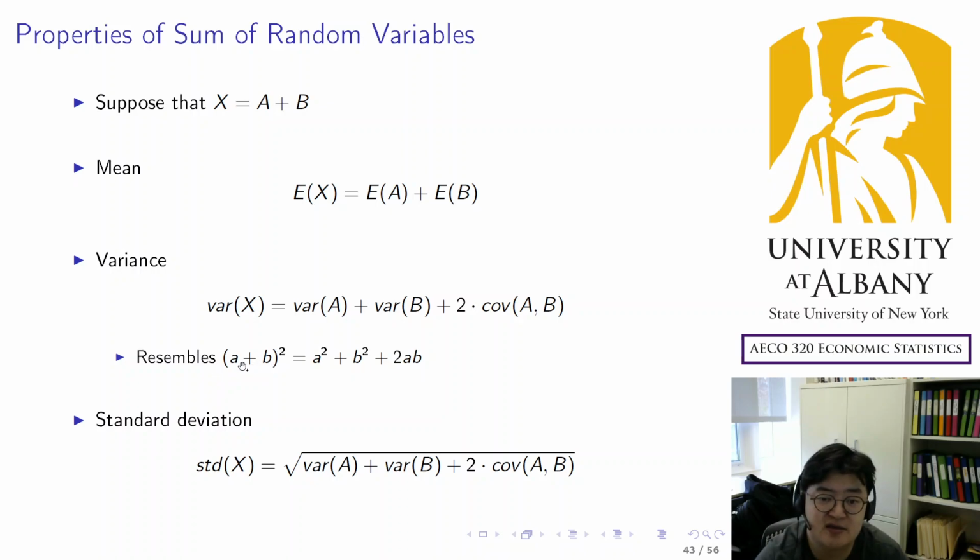When you expand a quadratic form like this, (A plus B) squared is not just A squared plus B squared. Variance is like a square, right? You remember, variance is square. So there should be another term which comes from the cross product, A times B, right? That corresponds to covariance. So this is the variance of X, this is the variance of A, this is the variance of B, and then plus covariance. And then of course, standard deviation goes like this. When you take the square root of the variance, you get the standard deviation.